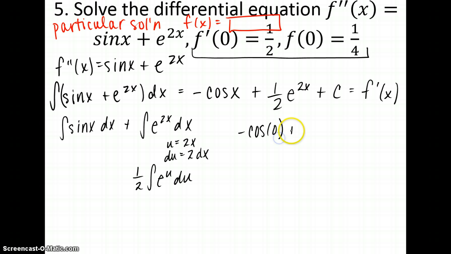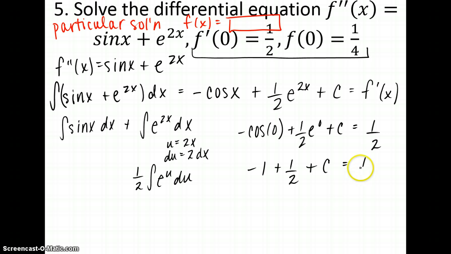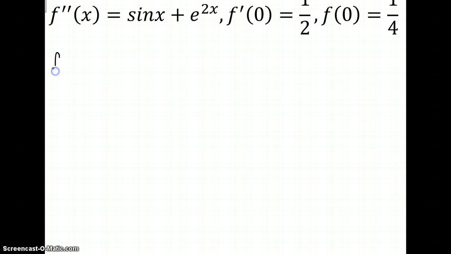When x is 0, the first derivative is equal to 1/2. Cosine of 0 is 1, so I have negative 1 plus 1/2. Anything to the 0 power is 1, plus c equals 1/2. So c is going to equal positive 1. Alright, so same conditions. Our first derivative: negative cosine of x plus 1/2 e to the 2x plus 1.